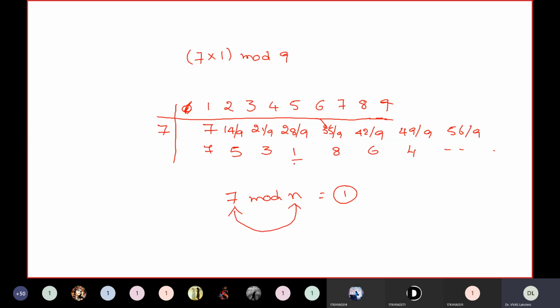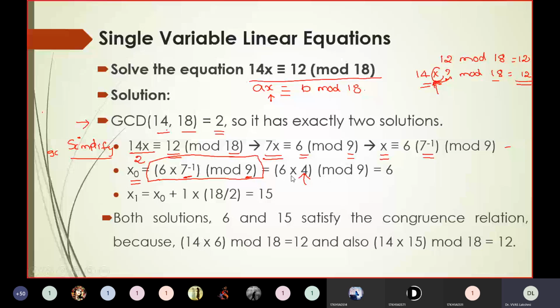So that number is the multiplicative inverse of the value. So here we get 1 whenever 7 is multiplied with 4. 7 into 4 mod 9, that is 28 mod 9. ఎంత వస్తుంది? 9 3 is 27, so 1 వస్తుంది. So 4 is the multiplicative inverse of 7. That's why here the value 4 is replaced.